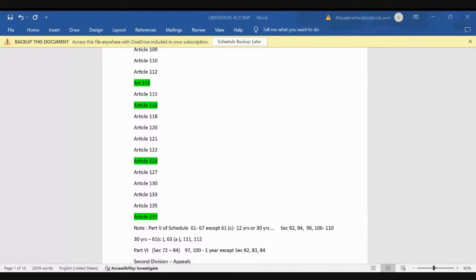The object for which it is enacted is actually reflected in all the sections. So if you are very clear with the object, you can relate that in every section. Okay, this section is fulfilling this object. So this is how you can move on.